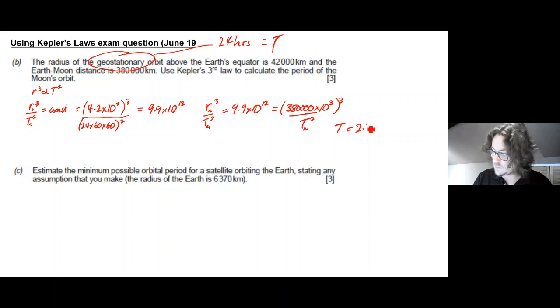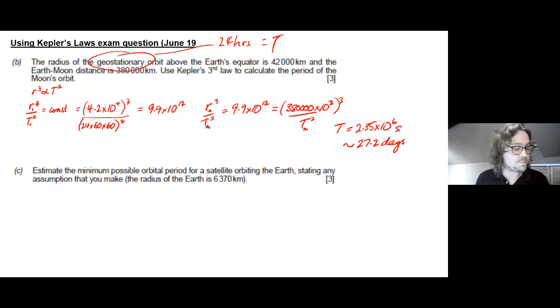And then if you rearrange that, you end up with a value for t equal to 2.35 times 10 to the 6, which might not mean much because it's in seconds. So we can go one step further and convert that into days, and we end up with 27.2 days, which is consistent with how long a lunar orbit is. If you think about a lunar month, it's about that long.